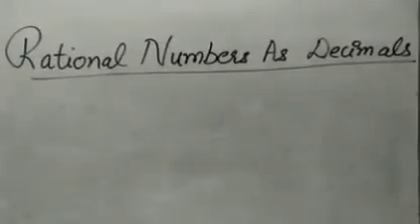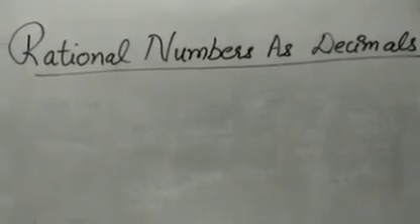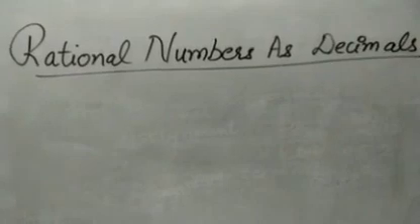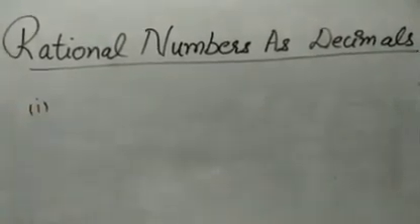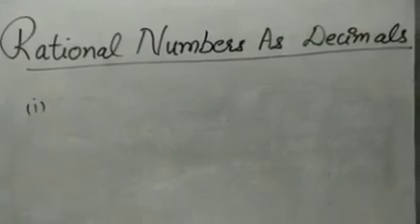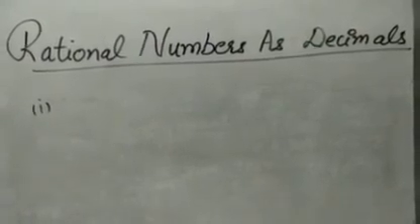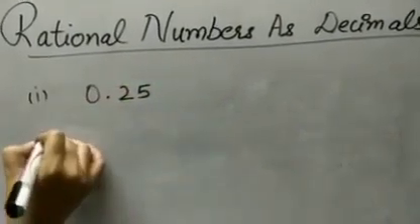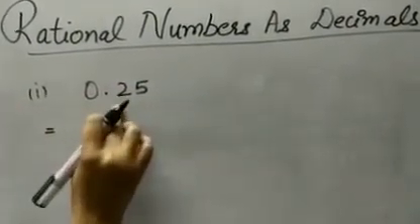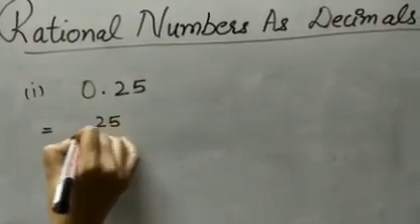Hello students, today we will learn how to write rational numbers in standard form. I am taking one example. In this question we will learn how to change the decimal 0.25 into a rational number in standard form. I need to convert this decimal form into a rational number, so I am going to remove this decimal.